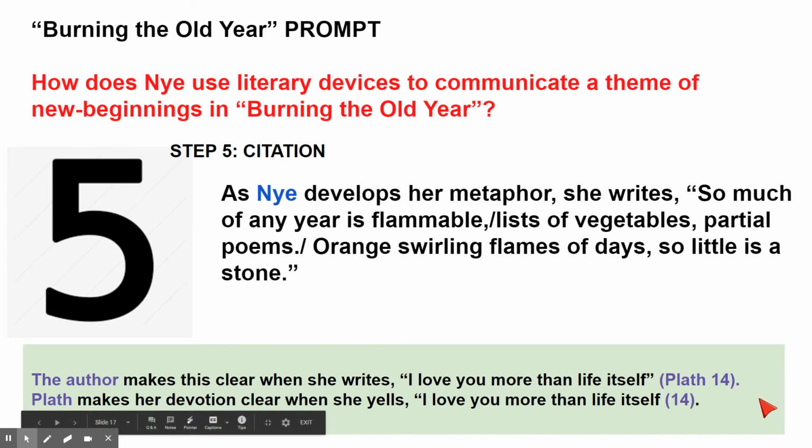If I have a page number, but I mention the author's name in the speaker tag, then I'm going to give a citation that looks something like this. Plath makes her devotion clear when she yells, I love you more than life itself. So I gave the author's name in the speaker tag. Now, if I have a page number, I'm going to just use the page number here. I'm not going to double up and do this after I've already said the author's name in the speaker tag, okay?